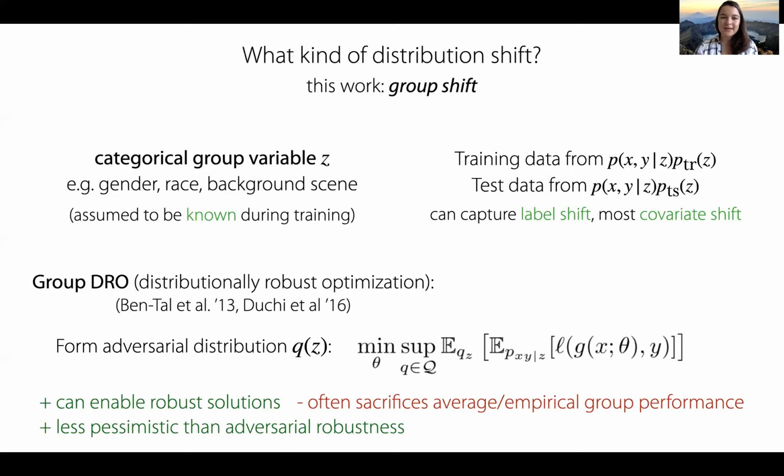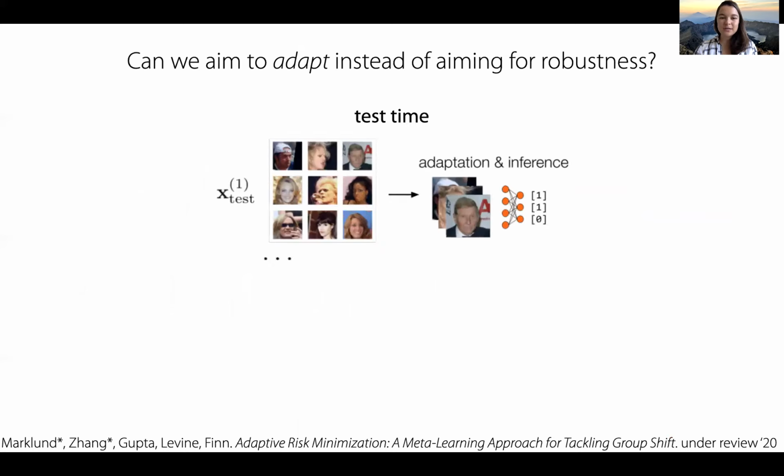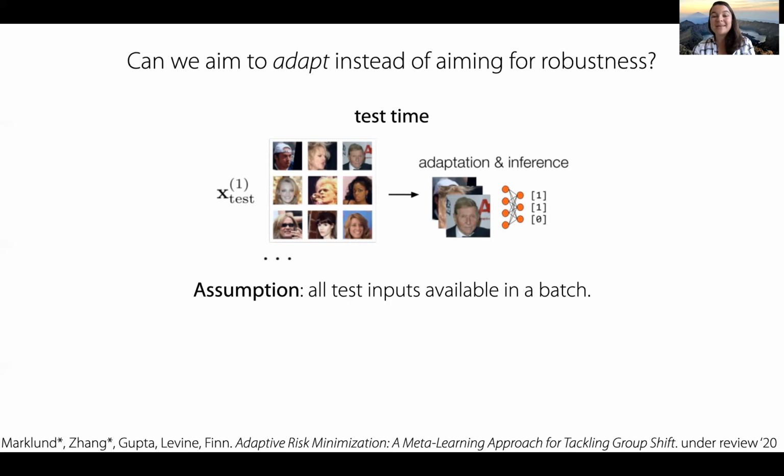What we'd like to do instead is aim to adapt to distribution shift instead of aiming for robustness, so that we can try to adapt to different distributions given a small amount of information from that distribution. In particular, we're going to assume that at test time, we're given some test inputs available in a batch, and that batch of test inputs will be from one part of our distribution. Our goal will be, given those images that are representative of that group, can we then adapt to those unlabeled images, and essentially adapt to that distribution shift, to that part of the distribution, so that we can perform better.